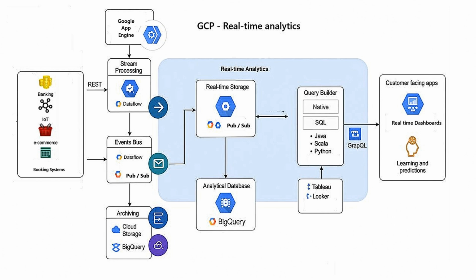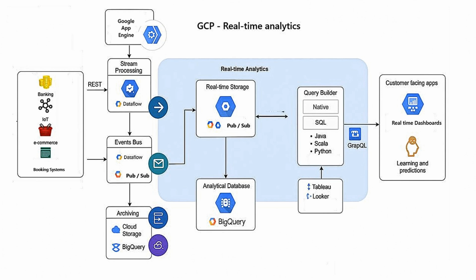Okay, data processed, data stored in BigQuery. How do people actually use it? There's a query builder box. Yeah, that just shows the flexibility. You can hit BigQuery with standard SQL, obviously. Right. Or use Google's tools, integrate with Python, Java, GraphQL, lots of ways in. So making that real-time data easy to access for whatever needs it. Exactly. Analysis, apps, whatever. And where does it all lead? The outputs shown are customer-facing apps, real-time dashboards, and learning and predictions.